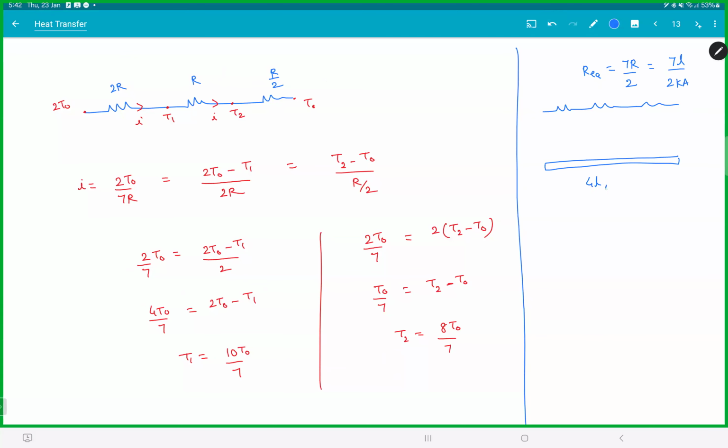So you need a rod of length 4L, same area, and K equivalent. So this resistance must be how much? 4L by K equivalent into A. And now you're saying these two are equal. So 7L by 2KA must be equal to 4L by K equivalent into area. Area gets cancelled. We get K equivalent is 8K by 7. Clear with this? That is how you find K equivalent. So the meaning of K equivalent is if you replace the entire system with one single rod of same length, right? It should have same resistance. Any doubts on this page? Please ask.